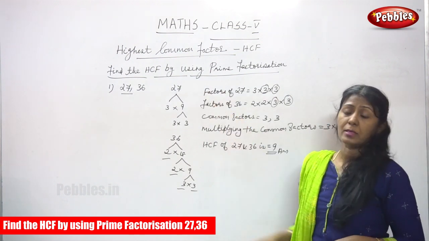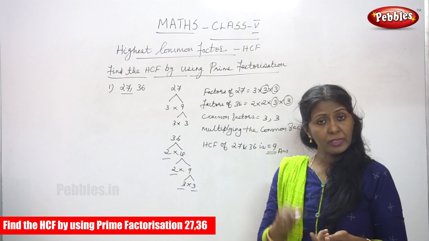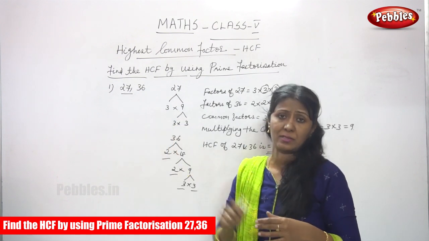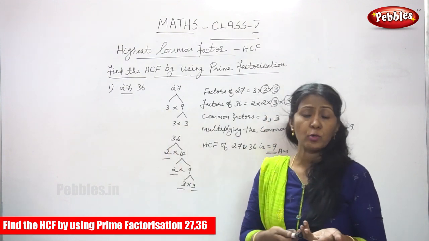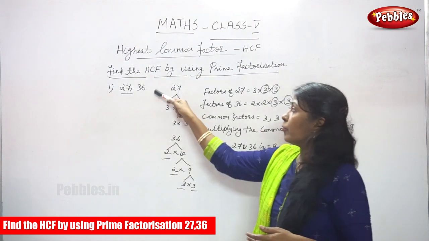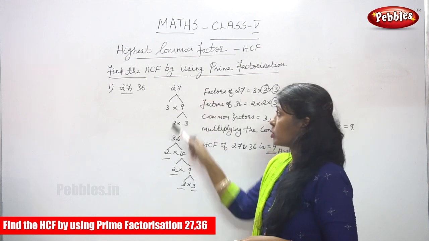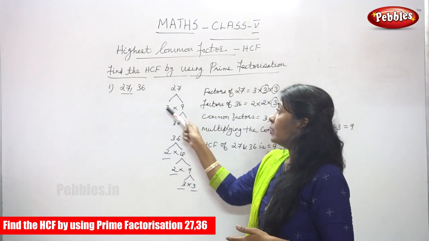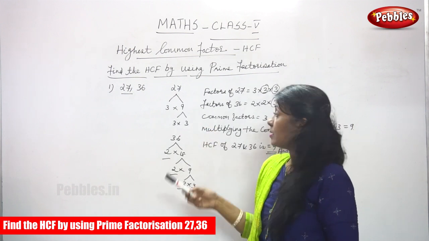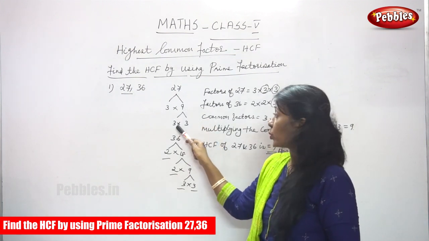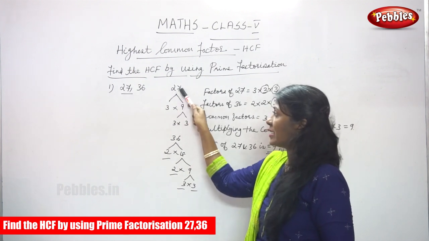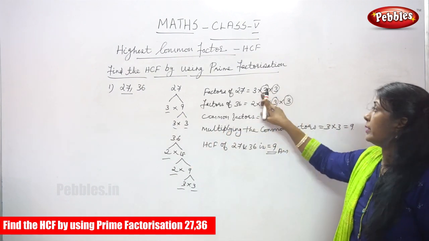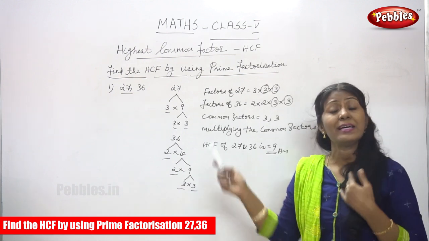So we are using the prime factorization method, but we will find only the HCF. We'll find the HCF by using the prime factorization method for the two numbers given in the question, 27 and 36. First you have to find for 27, then you can go to 36. So 27, 3 into 9. These are any two factors. Again you have to find the factors of 9, that is 3 into 3. So the factors of 27 are 3 into 3 into 3. 3 into 3, 9. 9 into 3, 27.